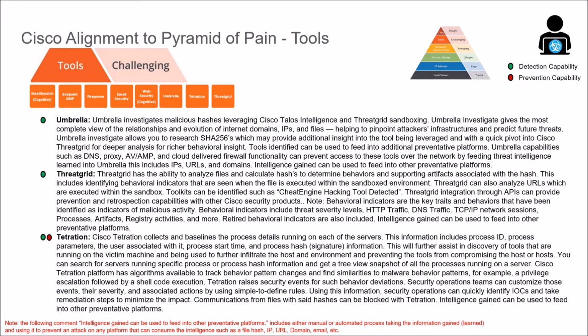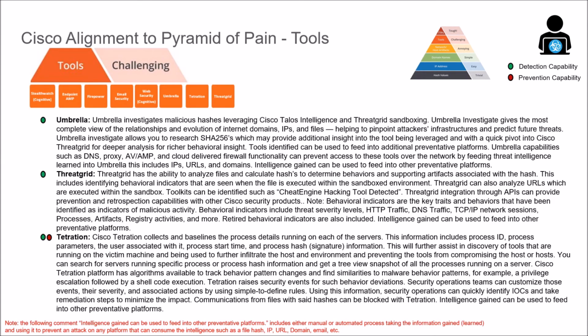So to further assist in discovery of tools that are running on the victim machine and being used to further infiltrate the host and environment, and preventing the tools from compromising the host or hosts, Tetration is going to help that preventative capability, right? Also, forensically, it's going to be tremendously valuable. You can search for servers running specific processes or process hash information. Again, you can get that tree view snapshot of all processes running on a server.